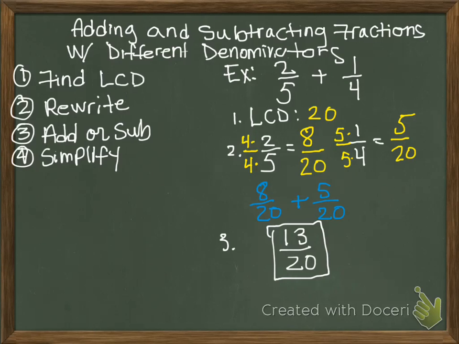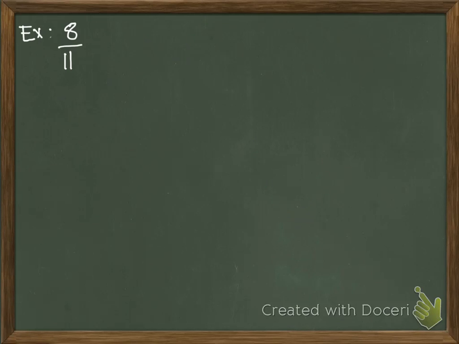So let's move on to the next example. Okay, say we have 8 over 11 minus 1/4 plus 1/2. The first step, remember, is to find the LCD. So we're finding the LCD of 11, 4, and 2. You can write out the multiples of 11, write out the multiples of 4, and write out the multiples of 2, and you will see that the LCD is 44. So next, we need to rewrite each fraction in terms of the LCD, or rewrite each fraction so that the LCD is in the denominator.